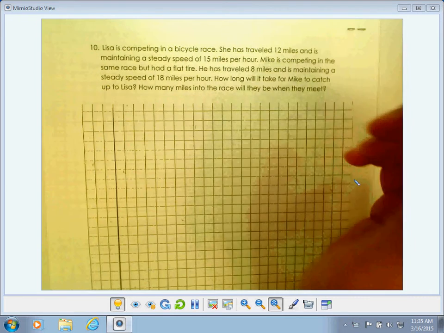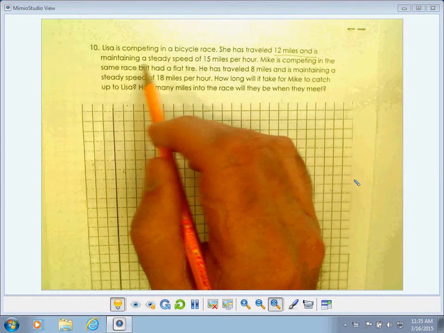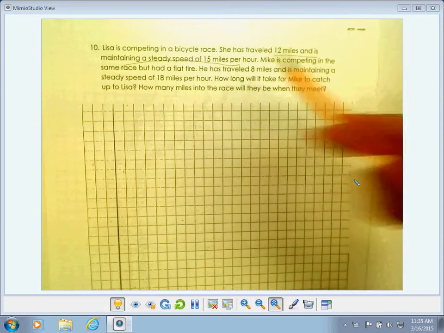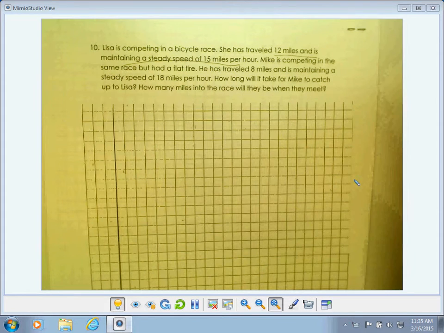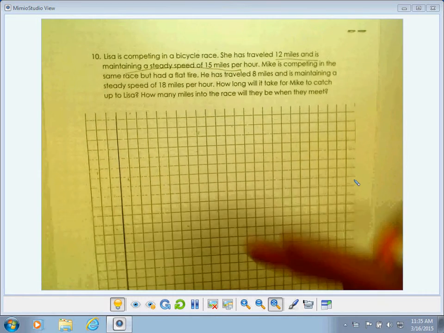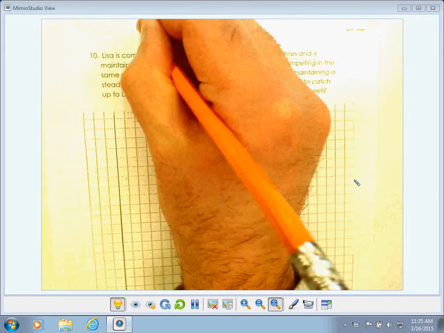Lisa is competing in a bicycle race. She's traveled 12 miles and is maintaining a steady speed of 15 miles per hour. So that's one situation, right? Lisa's. If we try to write an equation for Lisa, we'll start with that idea. It's always going to be a y equals mx plus b equation.